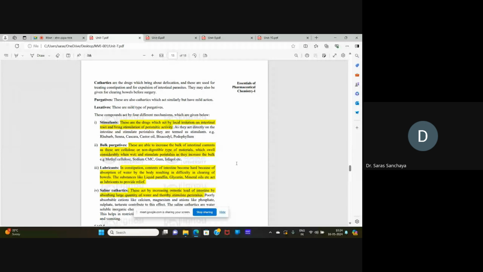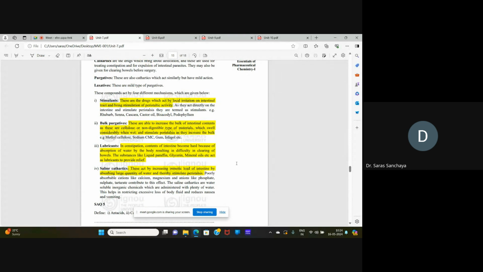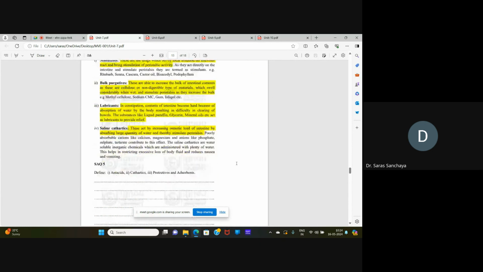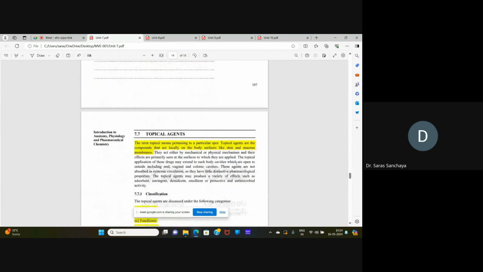Lubricants. In constipation, the contents of the intestine become hard because of absorption of water by the body, resulting in difficulty in clearing the bowels. Substances like liquid paraffin, glycerin and mineral oils act as lubricants to provide relief. Then saline cathartics. These act by increasing the osmotic load of the intestine by absorbing a large quantity of water and thereby stimulating peristalsis. Now we come to topical agents.